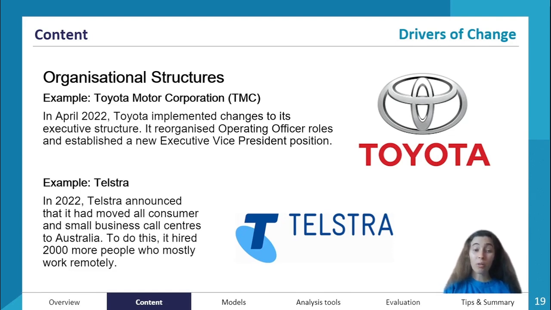And then Telstra, also in 2022, announced that it had moved all of its consumer and small business call centers to Australia. And to do this, it had to hire 2,000 more staff members who mostly work remotely in Australia. So that would have been a huge shift in its organizational structure. Instead of outsourcing to overseas call centers, it was basing everything here, and there would have been a lot of logistical things to figure out there to make that change happen.